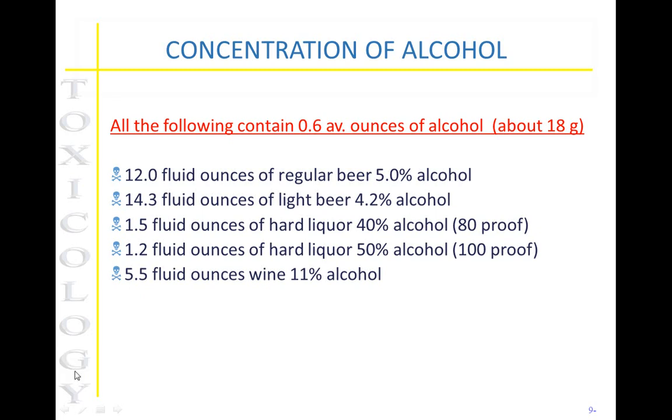You can see the concentration of the alcohol also makes a huge difference. All of the following contain 0.6 ounces of alcohol. So to obtain 0.6 ounces of alcohol, you can actually consume more beer than you can hard liquor.